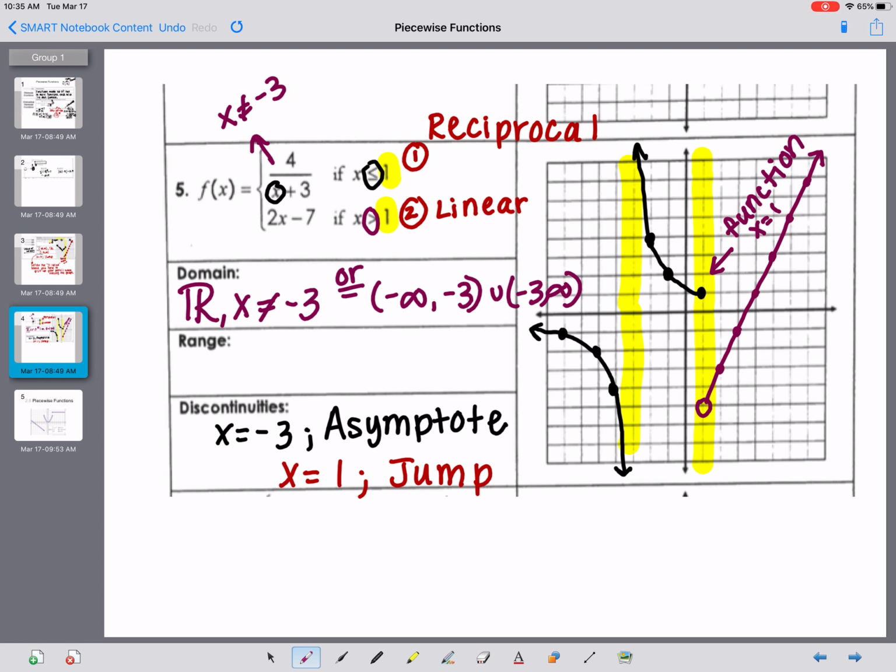Now range, I look bottom to top. At the bottom there's an arrow, so that means it's going to continue going down. At the top there's an arrow that's going to continue going up. And in the middle, I still have the second part of the function that has all the values in the middle. So this range is going to be from negative infinity to positive infinity, or you can say all real numbers.